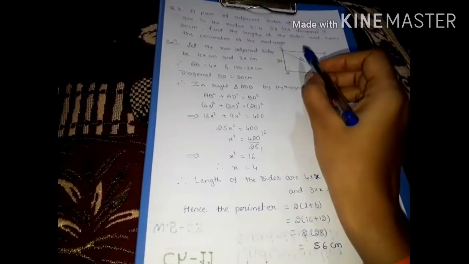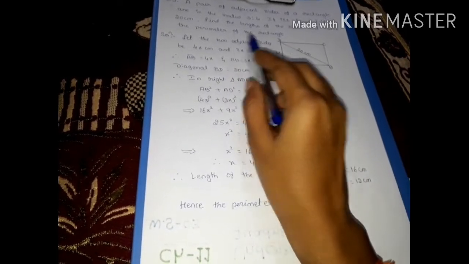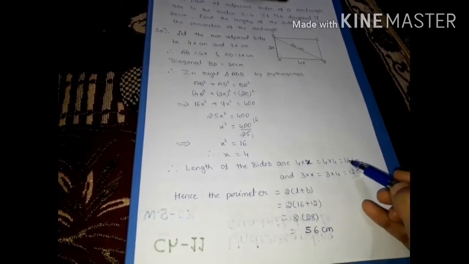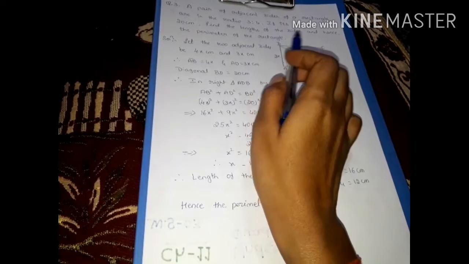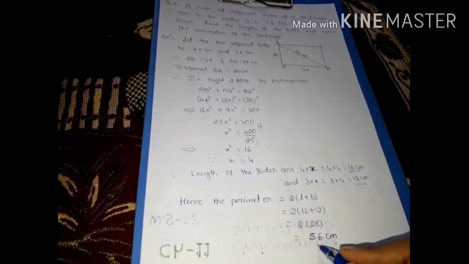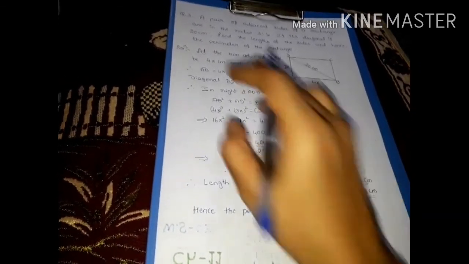And also here they ask to find the perimeter of the rectangle. Already we know the formula. Perimeter of a rectangle is 2 into L plus B. Already we got length and breadth. Substitute in the formula, then you will get the perimeter of the rectangle as 56 centimeter. Here in the question they ask to find the length of the sides and also the perimeter of the rectangle. The length of the sides are 16 centimeter and 12 centimeter and the perimeter of the rectangle is 56 centimeter. This completes worksheet 3, question number 3.